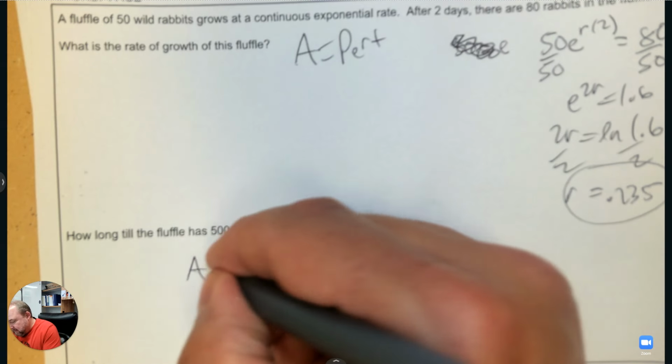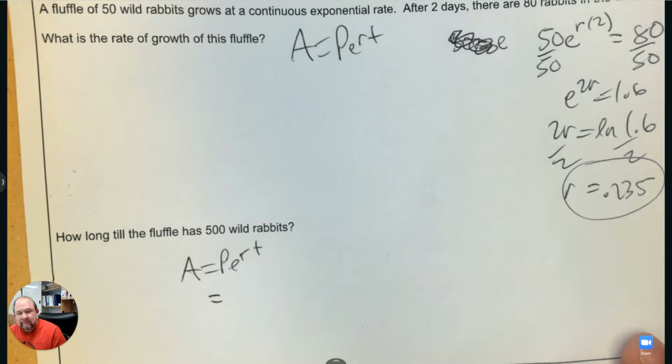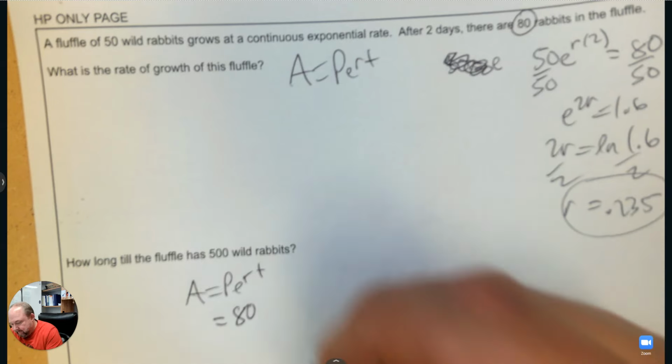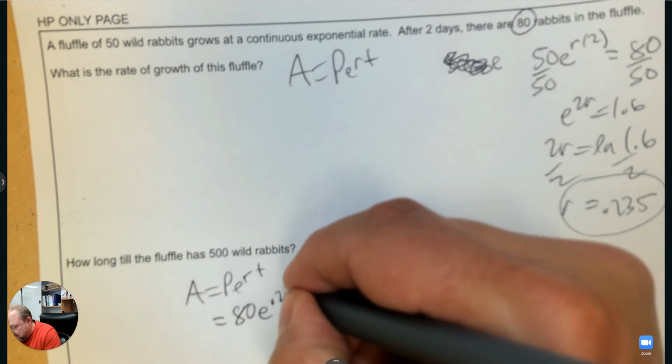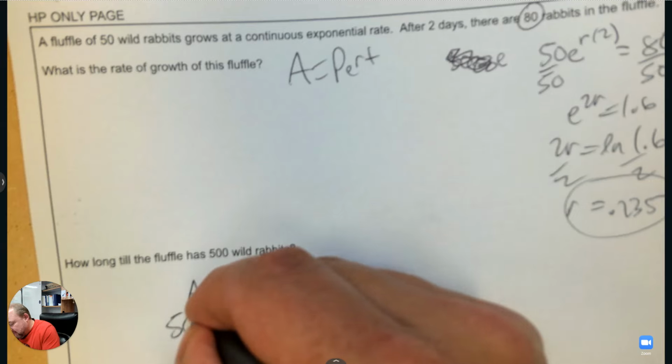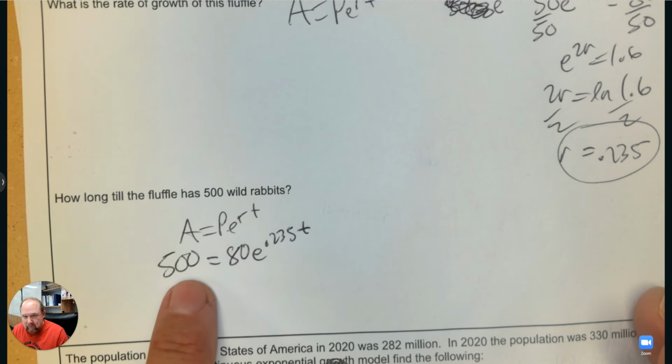And then how long till the fluffle, I love that word, is 500? So we're going to use the same formula. We're going to start with the last number, 80. And then our rate, if it stays the same, 0.235. And then how long till it's 500 rabbits then? So now we have 80. How many more days would it take?